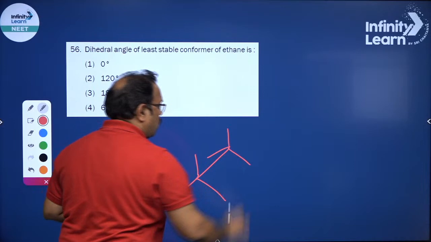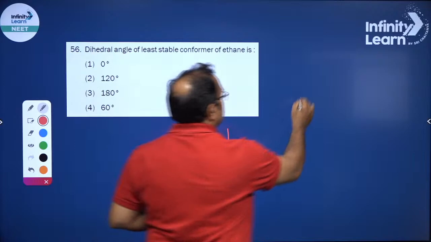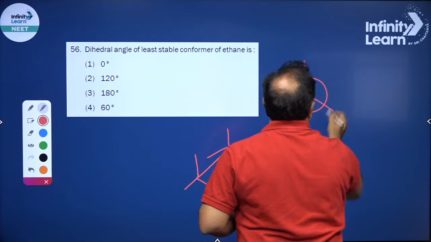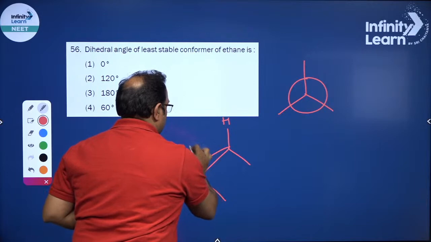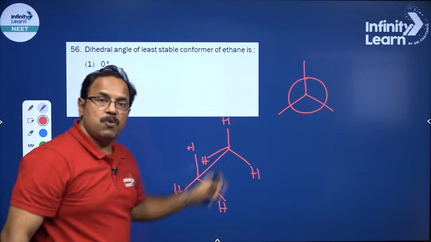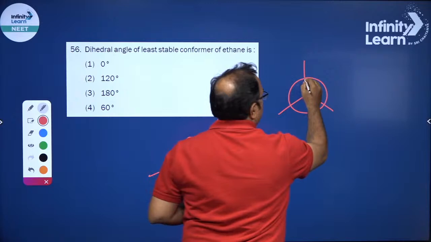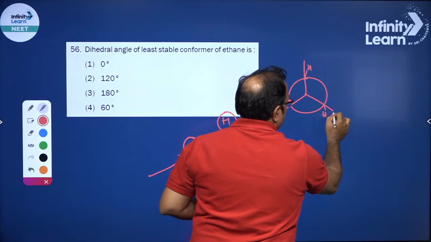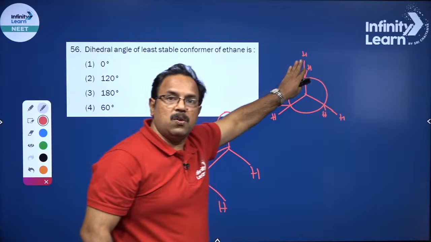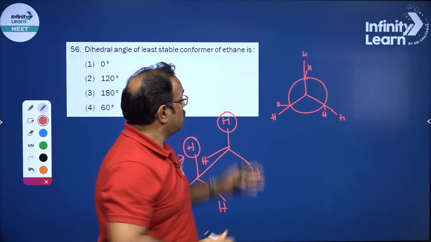In the case of sawhorse to Newman projections, there is a transformation. This front carbon will be represented like this, and the rear carbon will be represented in this format. You see these hydrogens, from the viewer point of view, if this rear hydrogen is not visible, then it is called an eclipsed form, where the bonds are relatively closest. So therefore, this hydrogen which is not visible will be slightly peeping outside. So it is not visible, but here it's peeping outside to tell you that it's behind. So whenever the bonds are closest, they definitely have repulsions. So this is the least stable conformer of ethane.